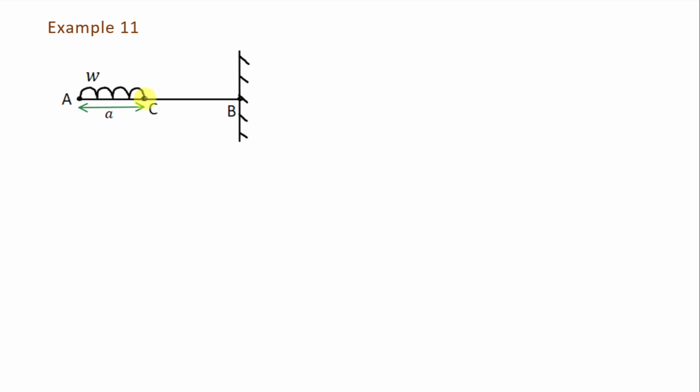Here there is a point C at the distance of a from point A, and we apply uniform distributed load W in the downward direction between point A and C. To find shear force and bending moment in this example, we will take two intervals. First interval will be 0 less than or equal to x less than or equal to a. Here we will also consider point C, so there will be a less than or equal to sign here.